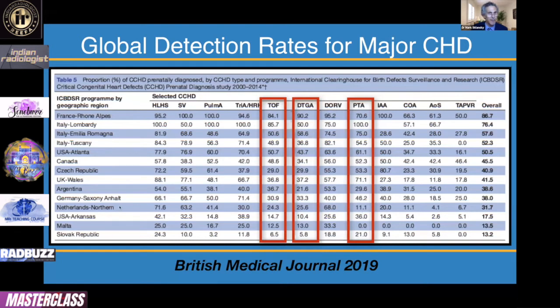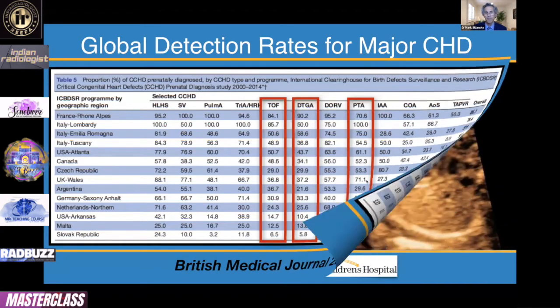I'm not going to name some of these countries, but in some places it's really low. So it shows that I think outflow tracts are still difficult for people to see. People don't want to miss defects, so I think we're here to help people get better.